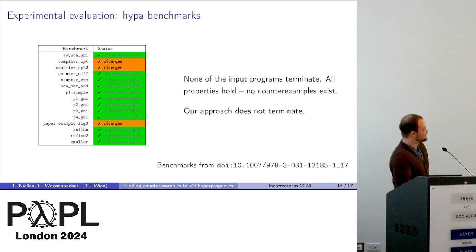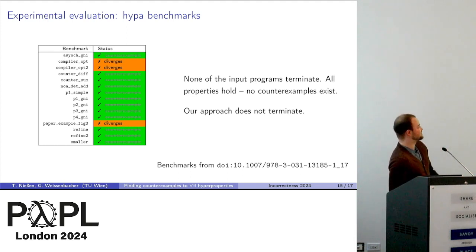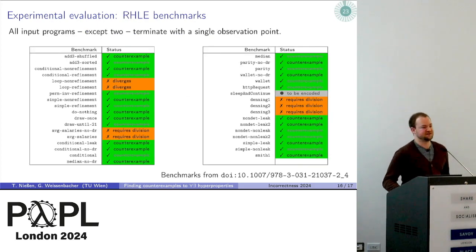There are 3 instances that diverge. It's not really surprising. There are 3 cases where there's an infinite loop before an observation point, or an unbounded loop, I should say. And of course, in that case, our algorithm is not going to terminate. Still, surprisingly, it works in many cases, even though these are kind of trivial. There are no counterexamples.